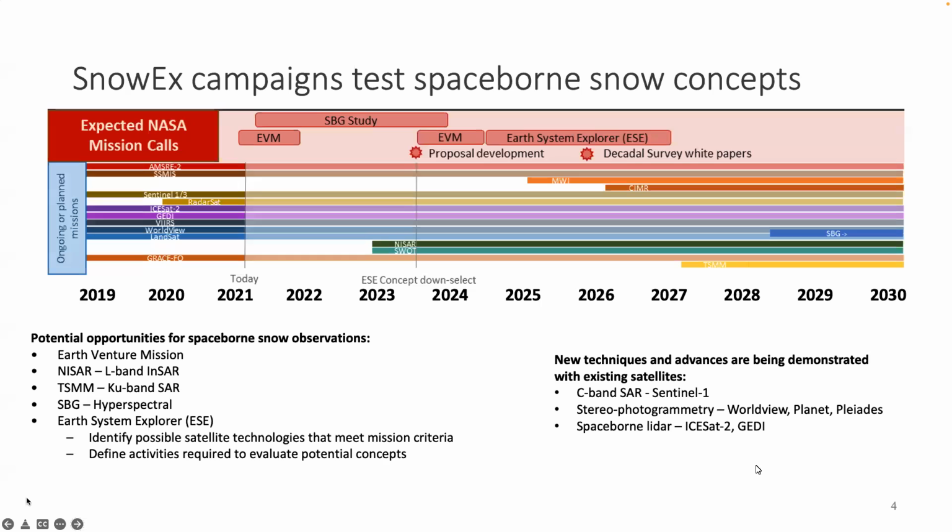Some of the instruments that we're hoping to understand better about how they might work for snow are listed here. So NISAR is L-band InSAR. We flew some of that. That's launching in 2024. SBG is a really important hyperspectral imager that's going to help us understand that energy balance at the snow surface. And we're going to be talking about this Earth System Explorer call for satellite proposals, which is kind of the next chance for snow to get a satellite that's dedicated to observing the snow-covered areas of the world at a global scale.